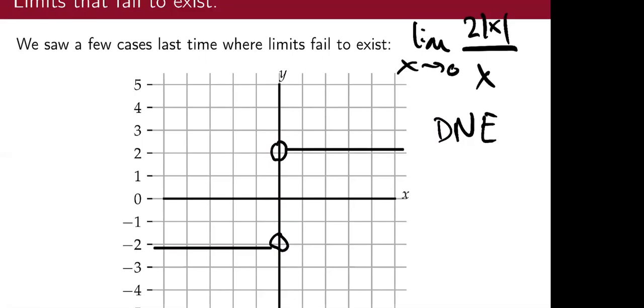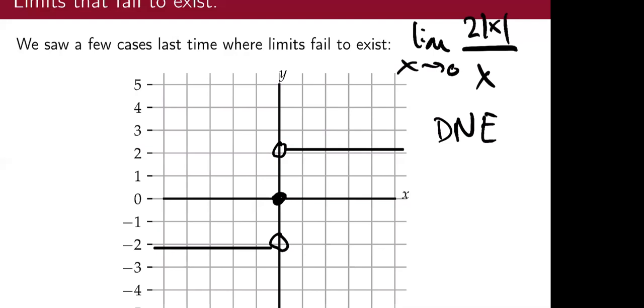This limit would still not exist if I even defined the value there to be one thing or another. What really tricks people is when you have something like this, and then you define the function to be 0 at 0. The reason that tricks people is because they think, well, if it's approaching +2 from the right and -2 from the left, then if I just take their average, then that could be the limit. But no, again, you cover up what actually happens at 0.